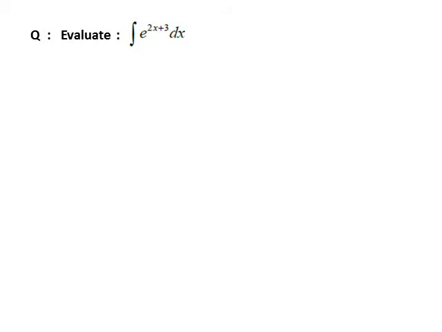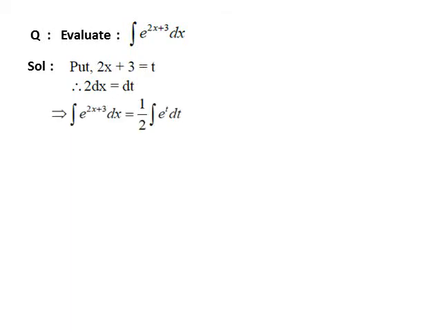Take one more question. To find integral of e raised to power 2x plus 3 with respect to x, put 2x plus 3 equals to t. Therefore, 2 dx equals to dt. It implies that dx equals to 1 by 2 dt. In this integral, 2x plus 3 is replaced by t and dx by 1 by 2 dt.